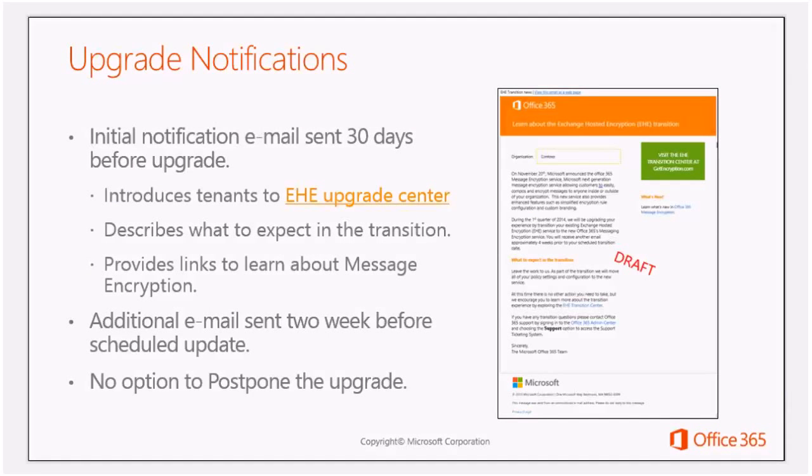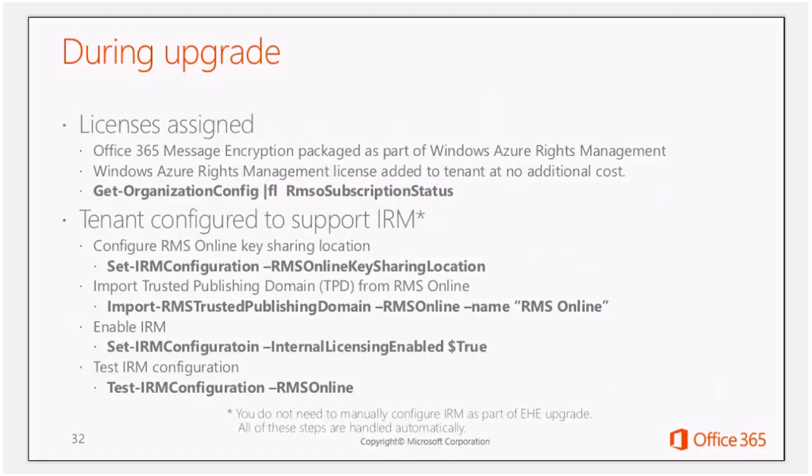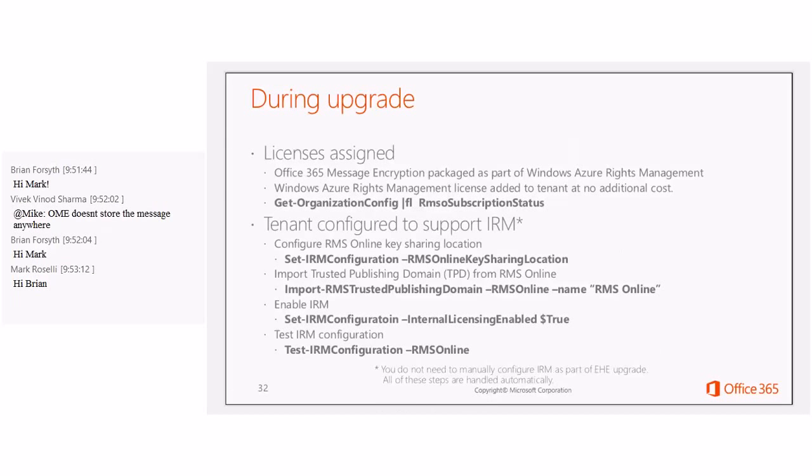You can check that using Get-OrganizationConfig, and then just do an RMS subscription status. And then each tenant will be configured to support IRM. Again, doing some of the same things that we saw earlier, right? Setting the online key sharing location, importing the trusted publishing domain, and then setting IRM internal licensing, and then testing it. Again, you don't have to do any of these commands. They're done for you. I'm just putting it here so you understand what they're actually running behind the scenes, if you will. So ideally, you're not going to have to do any of this stuff.